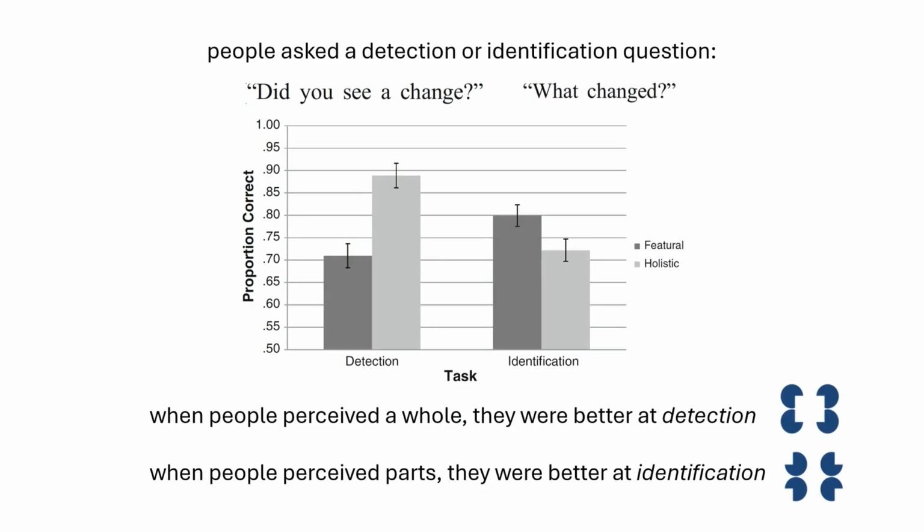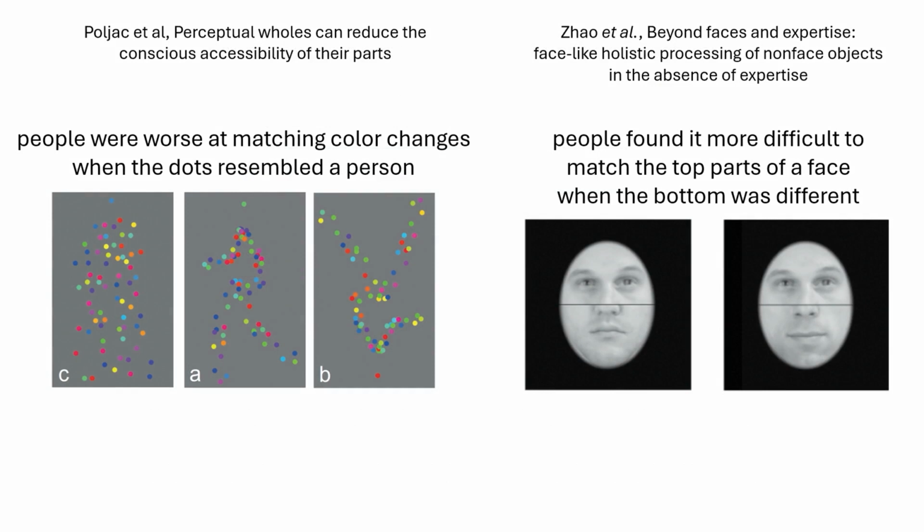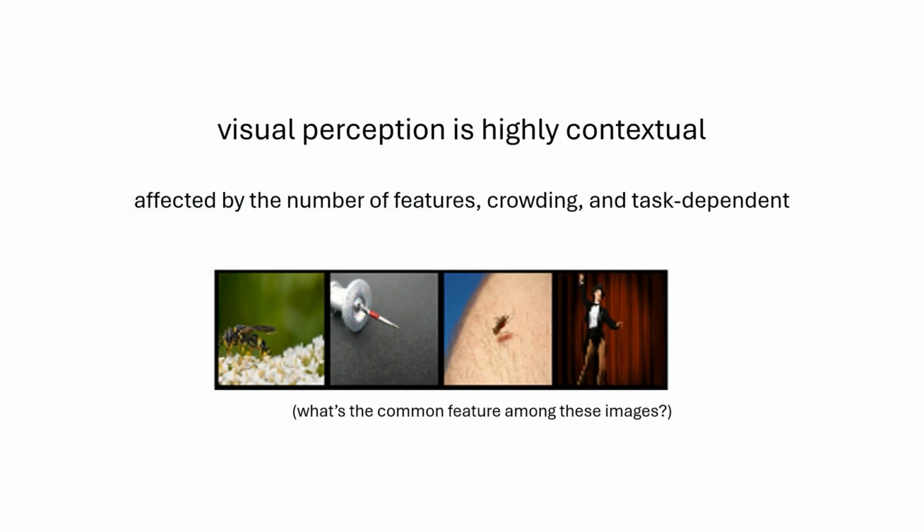And what was interesting is that when people perceived a whole Kanizsa square, they were better at saying that something had changed, but not exactly what changed. And when people perceived the parts, they were better at saying what had changed, but not necessarily when it actually happened. In fact, this is true for a lot of perception, that people tend to be worse at matching certain color changes when the dots, for example, resemble something like a person in this particular example. And people are terrible sometimes at being able to match, for example, the top parts of a face, whether the same eyes, when the bottom is different. All of this to say that context in a natural scene can really, really change how you actually perceive the relationship between different stimuli.